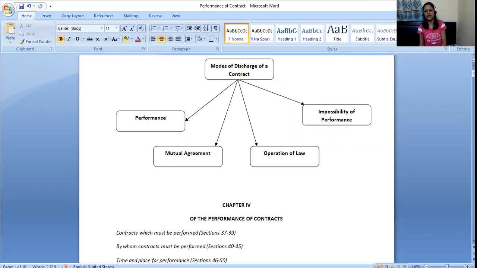Okay, so today we'll start with the performance part, performance of contract, and then one more portion is remaining from the general provisions. Then we will move on to the specific contracts. So Mansi, your case also we will discuss in the last class, when we complete this general provisions part. That day only we will discuss that also.